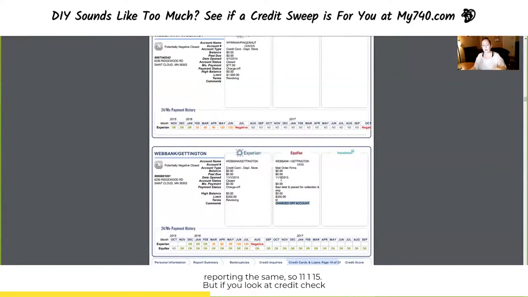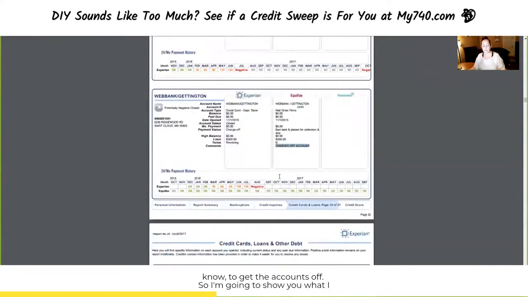But if you look at Credit Check Total, the online version, if the account is on all three bureaus, obviously you'll have one or two that are the same and one that's different. Normally it's Experian showing the first of the month for whatever month it is, and then the other two bureaus will show a different date. So you want to use that to get the accounts off.